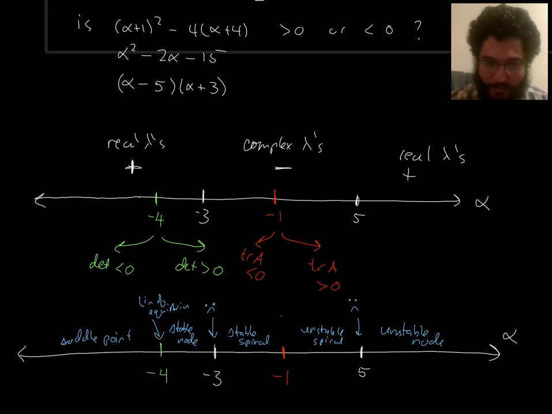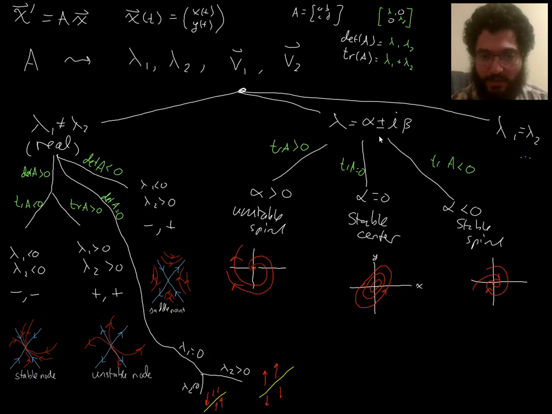And what happens here, this is also kind of neat, between stable spiral and unstable spiral, that's where the trace vanishes. Remember, we saw that if your eigenvalues are alpha plus or minus i beta, your trace is 2 alpha. So when the trace vanishes, that's when alpha vanishes. And so you have a stable center.